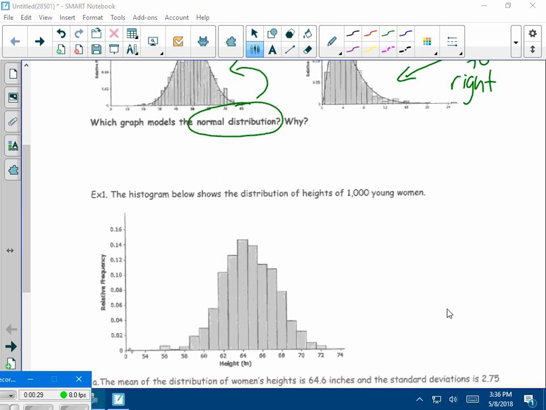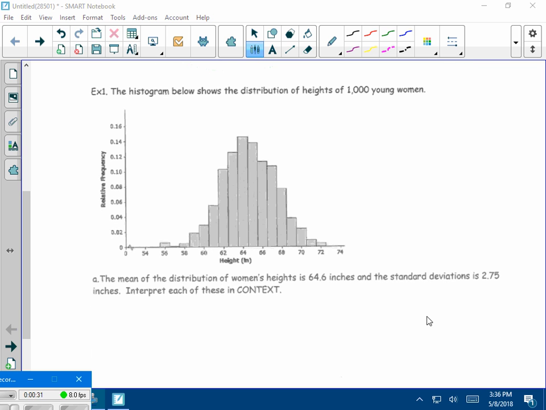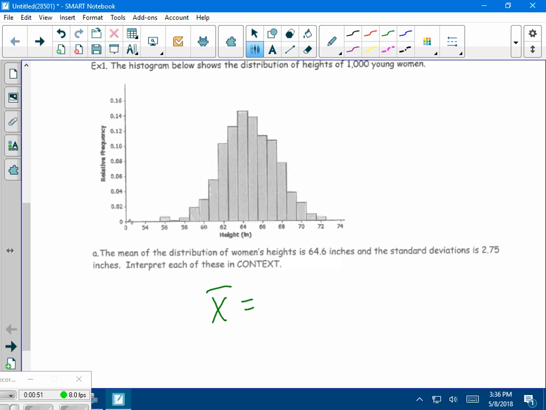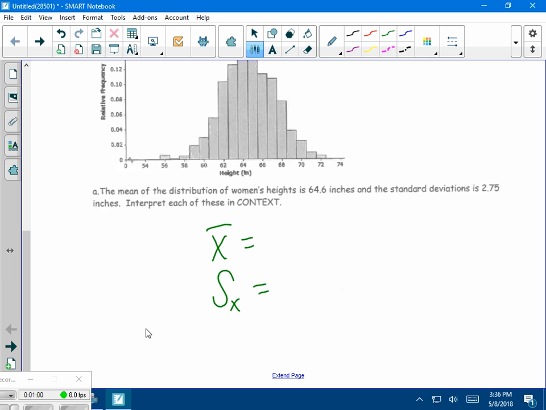As for the next one, it just talks about the mean of the women's heights being 64.6 inches. Standard deviation is 2.75, and this is meant to represent the distribution of the heights of 1,000 women. So when it says interpret it in context, I'm not going to go over that one with you, but the idea that you recognize, like what's your X bar? What does that represent? And then what is S of X? What does that represent? So you can see the filled out notes for that, but I think you can handle that one on your own.